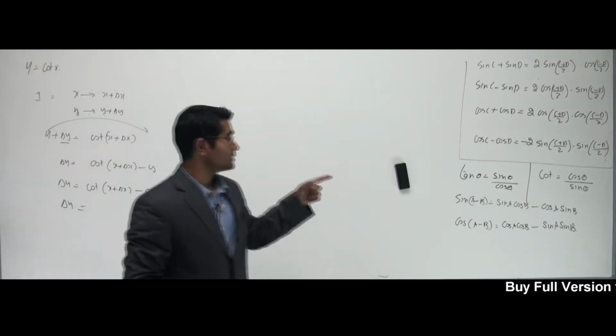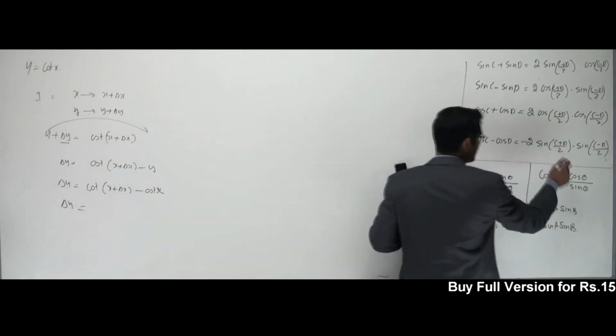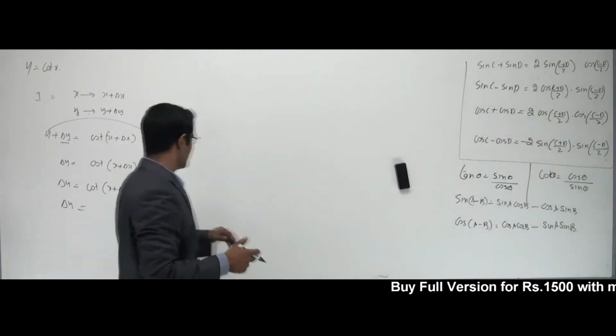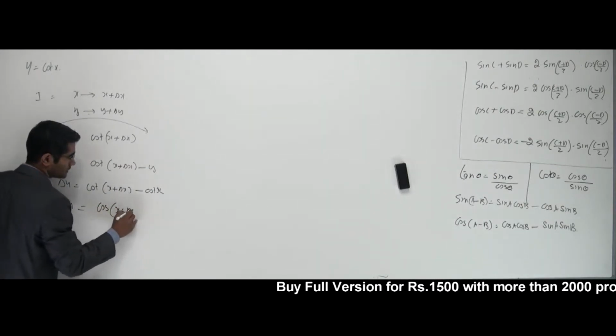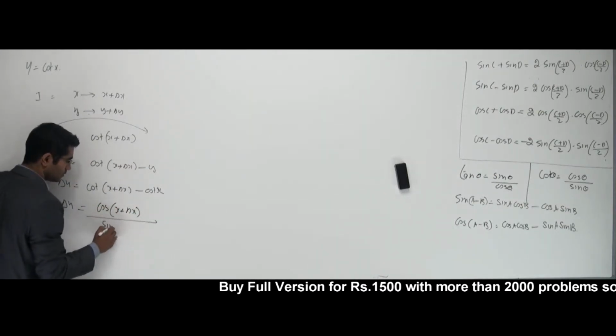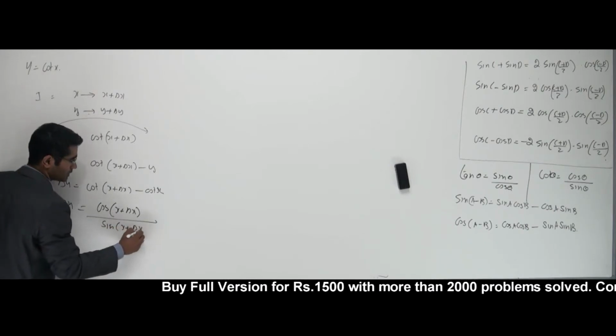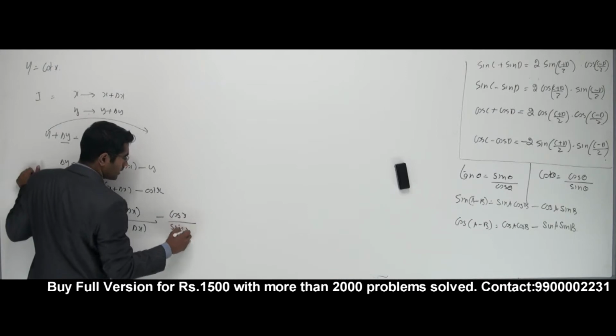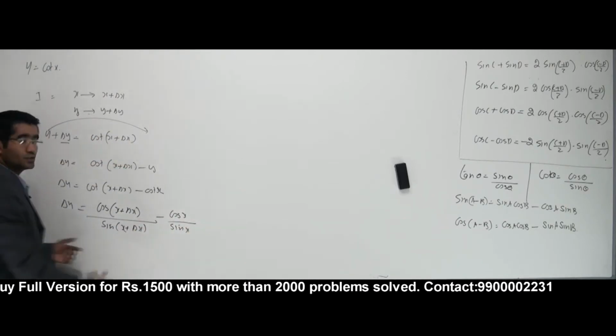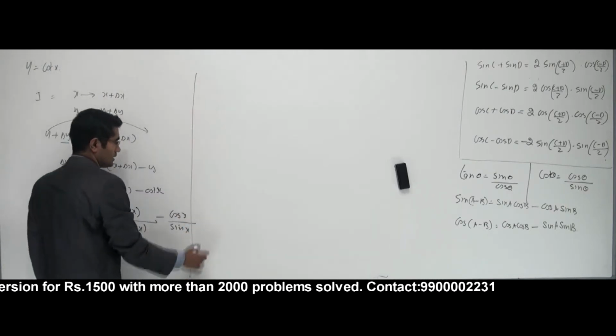Cot theta is given as what? Cos theta by sin theta, right? So I can write this as cos of x plus delta x by sine of x plus delta x, minus cos x by sin x. Now what do you think you should do here? I have to take LCMs and add them. Very simple. So take the LCM.